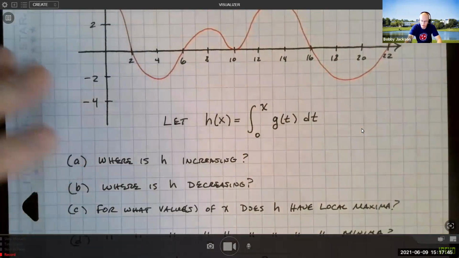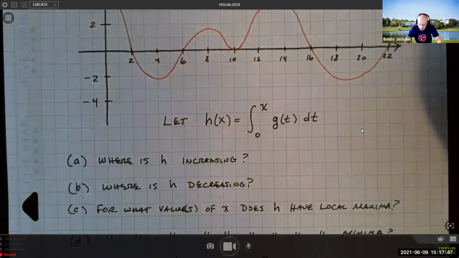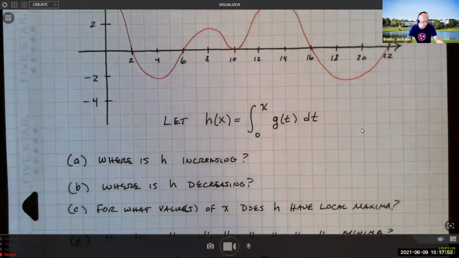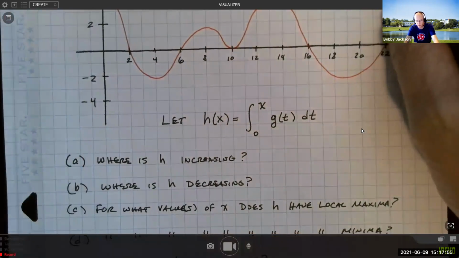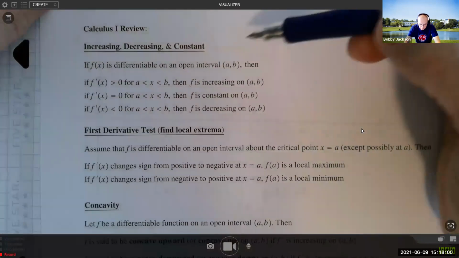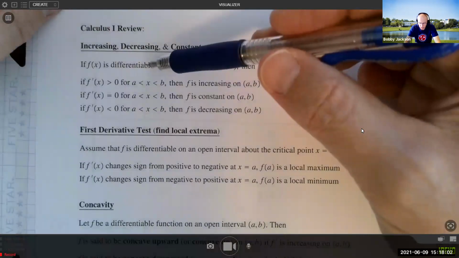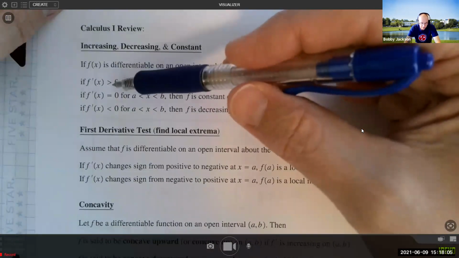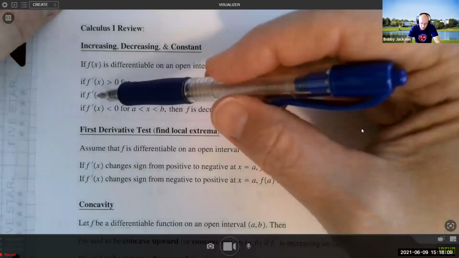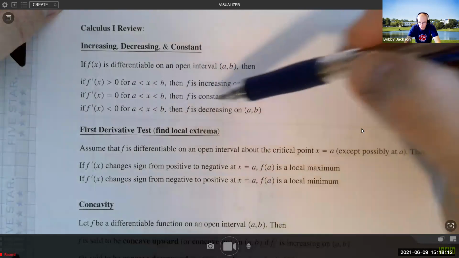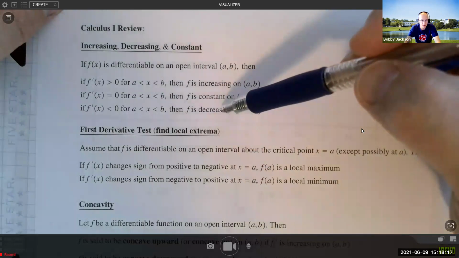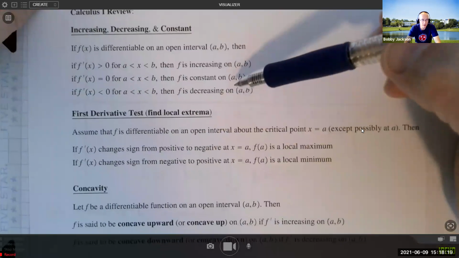So you say, how do we get h, or do we sketch a graph? What do we do? No, we don't need to do that. What we need to do is use what we know from Calculus 1. So let's review real quick. We know that if a function is differentiable on an open interval, if the derivative is positive on that interval, then the function's increasing. If the derivative is 0 on that interval, then the function's constant. In other words, it's just a horizontal line. If the derivative is less than 0, then we know the function's decreasing. So you should remember that from Calculus 1.